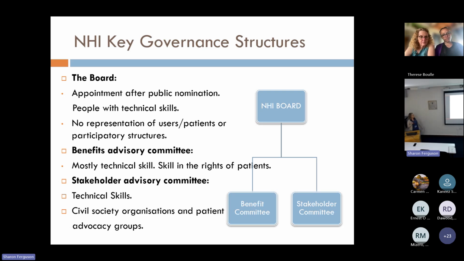There are two other relevant committees. One is the Benefit Advisory Committee, which is the committee that's going to decide what's going to be covered by the national health insurance. Here we have space for a person with knowledge of patients' rights, but it doesn't say that that person should necessarily represent patients. On the stakeholder committee, we have civil society organizations and patient advocacy groups represented, which I suppose from our perspective is good. The issue is that we don't know what the stakeholder committee is actually going to do.